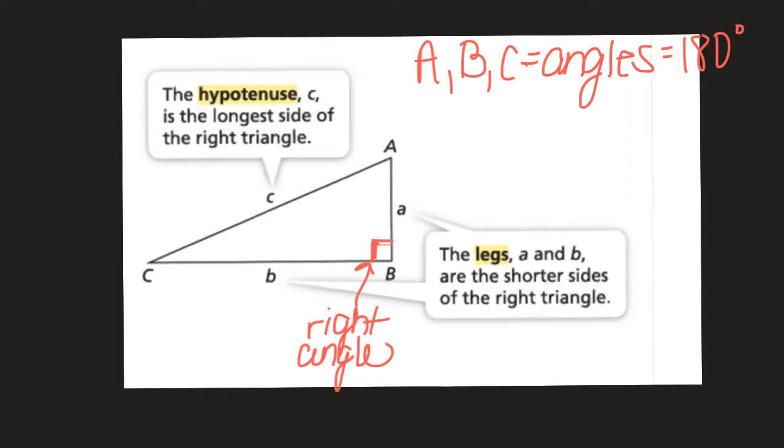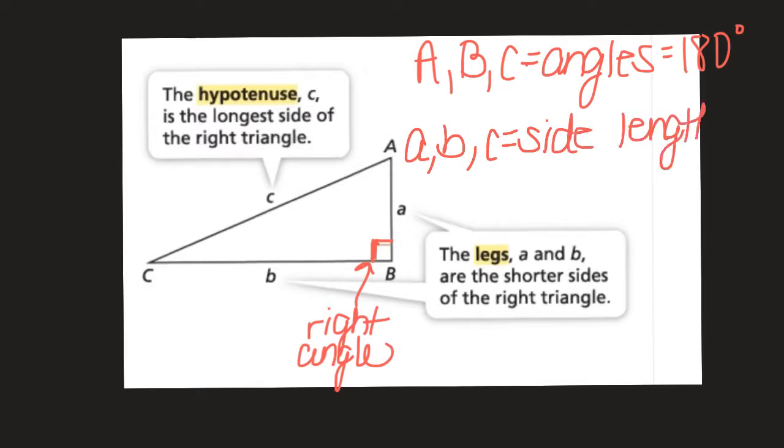A, B, and C, lowercase, are side lengths. They are side measures. Those side measures are what I'm going to use for the Pythagorean theorem. You'll notice this one says the longest side, and this one says the shorter sides, not angles. So although there are 6 things pointed out in this triangle, I'm only going to be finding the side measures using the Pythagorean theorem.